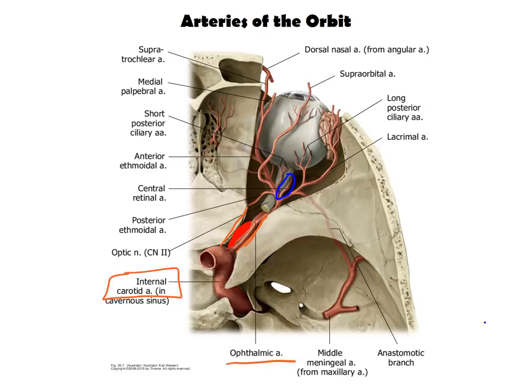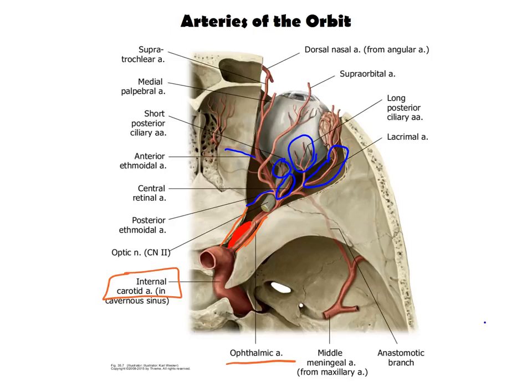The lacrimal artery, for example, is going to supply the lacrimal gland, along with the surrounding conjunctiva and the lateral eyelid. The long posterior ciliary arteries, as shown here, will supply the ciliary body and the iris of the eye. And the short posterior ciliary arteries are going to supply the choroid and the rods and cones of the eye. The ethmoidal arteries, shown here and here, supply the ethmoidal air cells and give branches to supply the frontal sinuses and the nasal cavity.